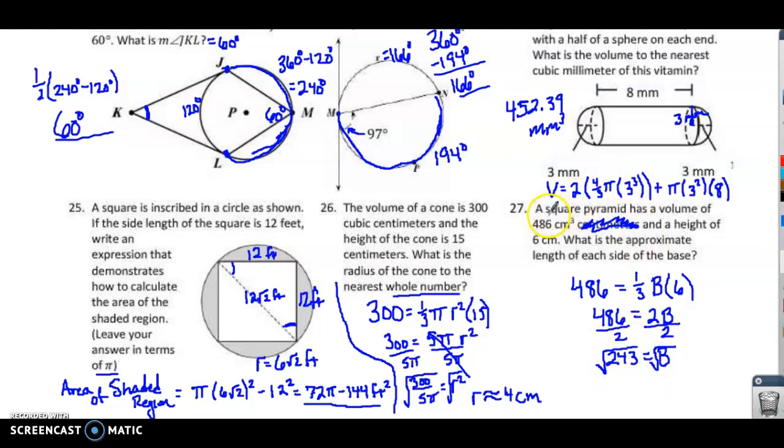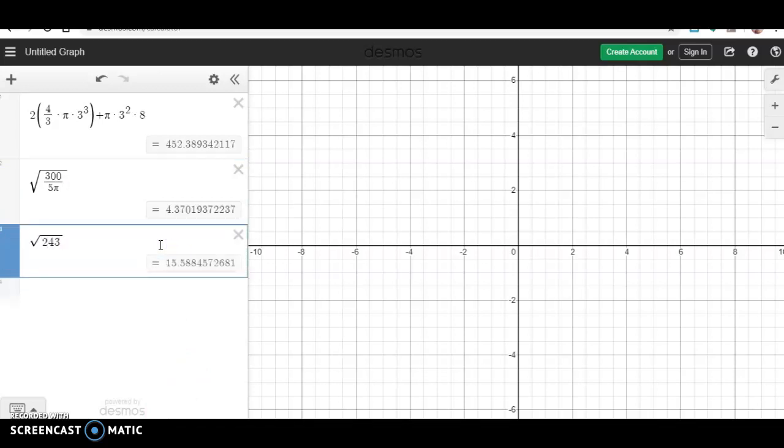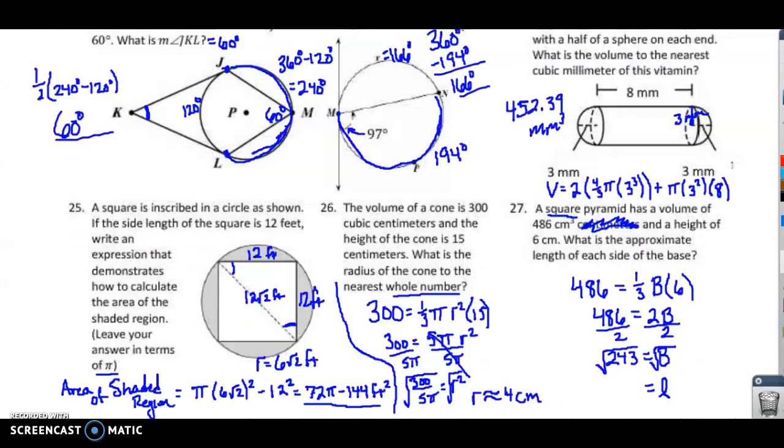Well, it's a square pyramid, so if I take the square root of the base area, I'm going to get the length of one particular side. So take the square root of 243. I'm going to take this over to Desmos real quick. So the square root of 243, and we get 15.588, or 15.6. So about 15.6 centimeters is the approximate length of one side of the base.